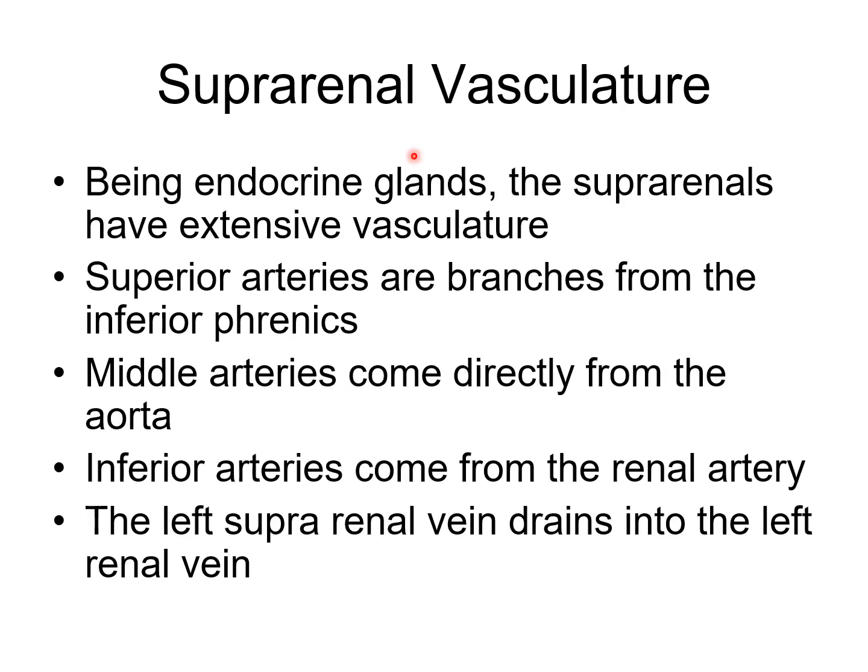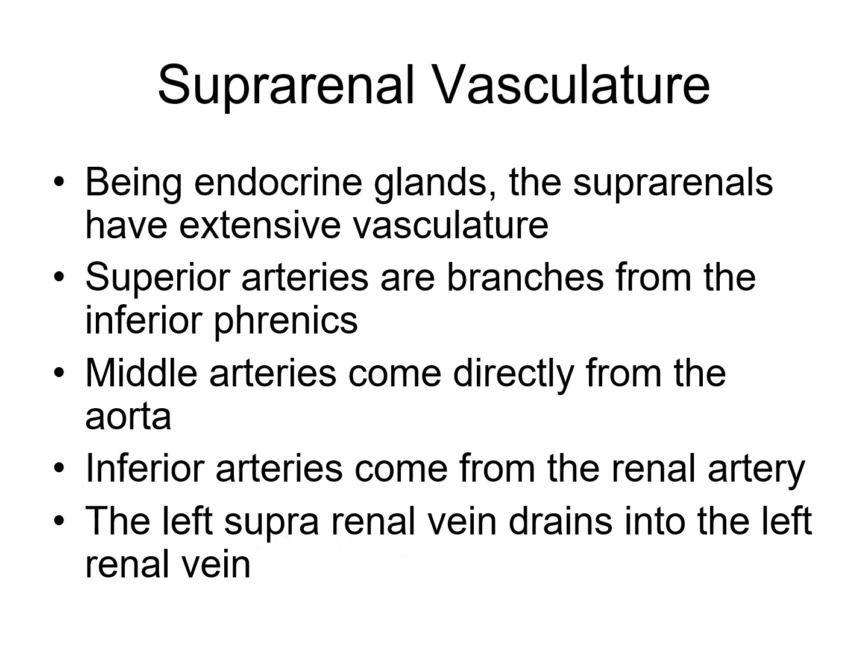Now, the suprarenal vasculature, or the blood supply. Being an endocrine gland, the suprarenal has an extensive vasculature. The superior artery is a branch from the inferior phrenic. The middle artery comes directly from the aorta, and the inferior artery comes from the renal artery. The left suprarenal vein drains into the left renal vein.